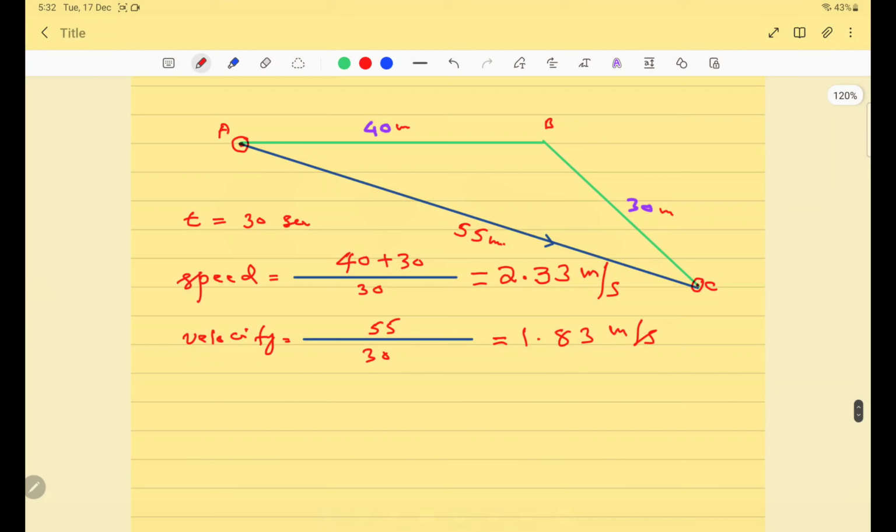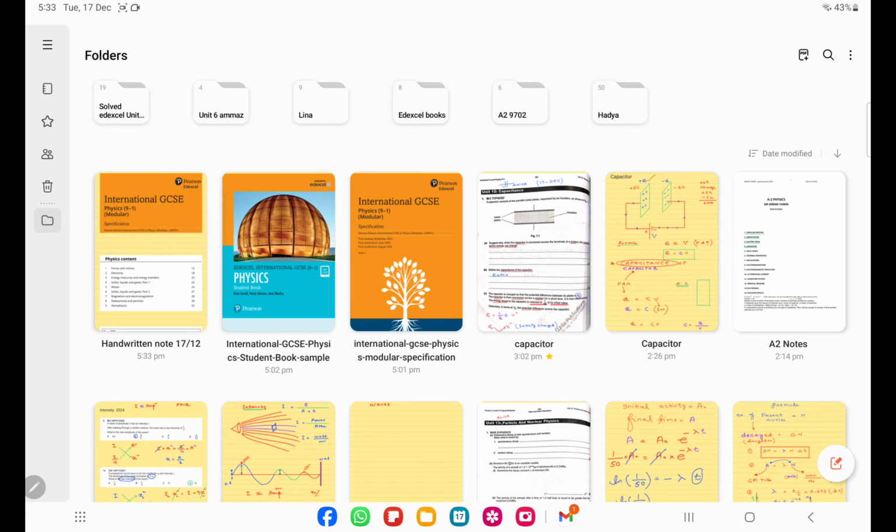So in this example, I think now you have understood the length of original path. Original path divided by time is speed, and shortest path, that is called displacement, and displacement divided by time is velocity. Okay. And now I think we should practice from your book.